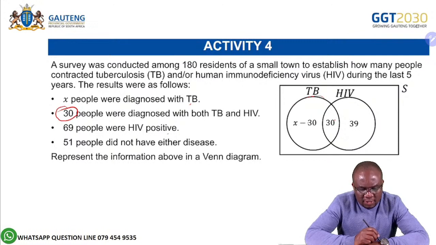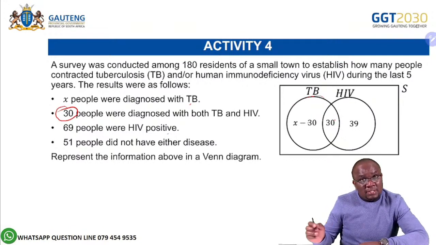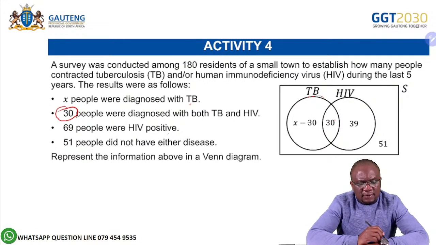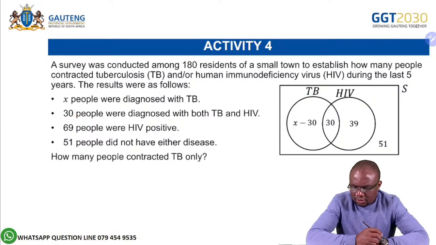And then 51 people did not have either disease. So they don't have TB, they don't have HIV. So it means it's outside the two events. You see that? We have represented the information on the Venn diagram. And then the next questions are based on this one. How many people contracted TB only?